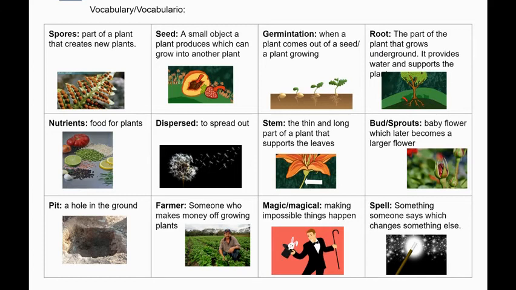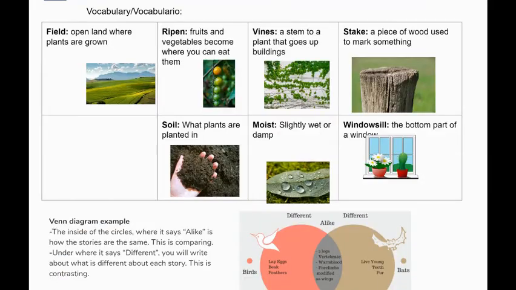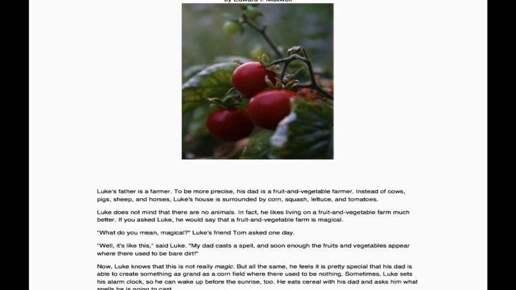The next few slides provide you with visuals and support to ensure you are successful with each task. Here we can see the academic vocabulary that we will need in order to be successful reading our texts. Here we can see some Venn diagram support to help us know how we can fill out our Venn diagram to compare and contrast the two stories. Let's read our text for today.